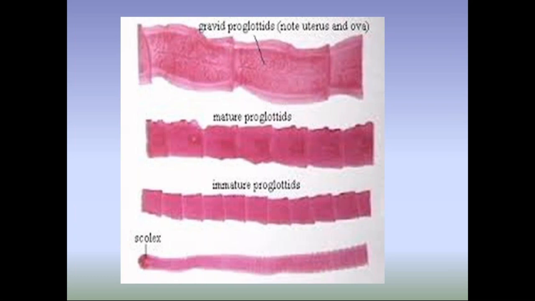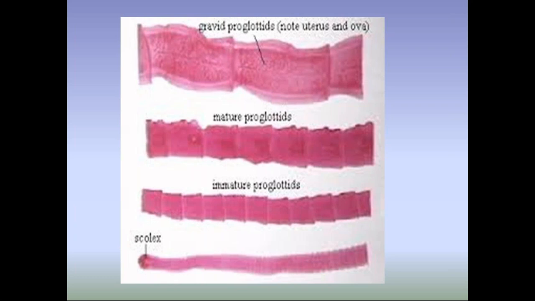We can't differentiate Taenia solium and Taenia saginata eggs by seeing them microscopically. We can't differentiate Taenia solium, Taenia saginata, even other tapeworms, Echinococcus also, in the microscope. The morphology of the egg is the same. But by some staining, we can differentiate. Taenia saginata egg is acid fast, Taenia solium egg is non-acid fast.